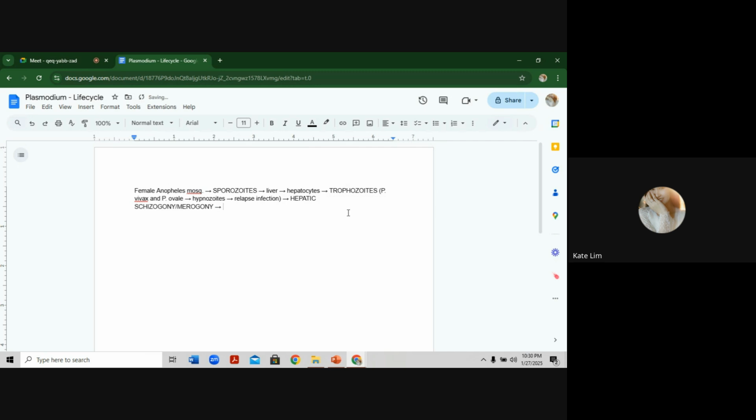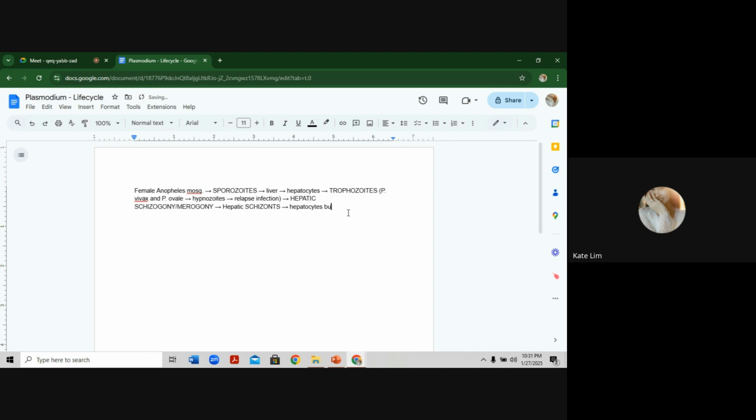So this is phase one of the life cycle. Your trophozoites would undergo hepatic schizogony, where it produces your hepatic schizonts. You remember, right? So it would become the hepatic schizonts, and your hepatic schizonts would divide and multiply. So what will happen again if your hepatic schizonts multiply? Eventually, your hepatocytes would burst.